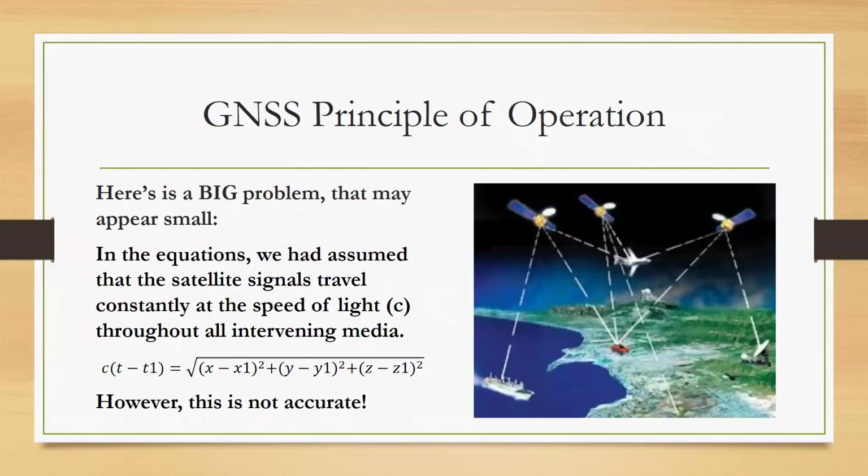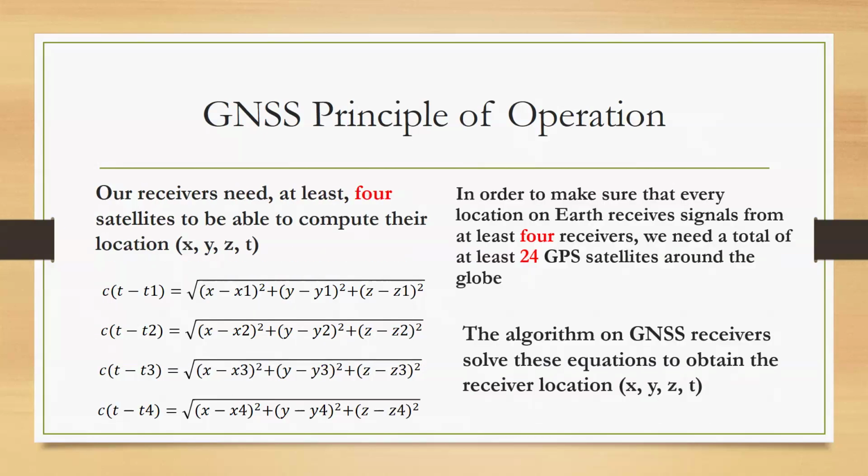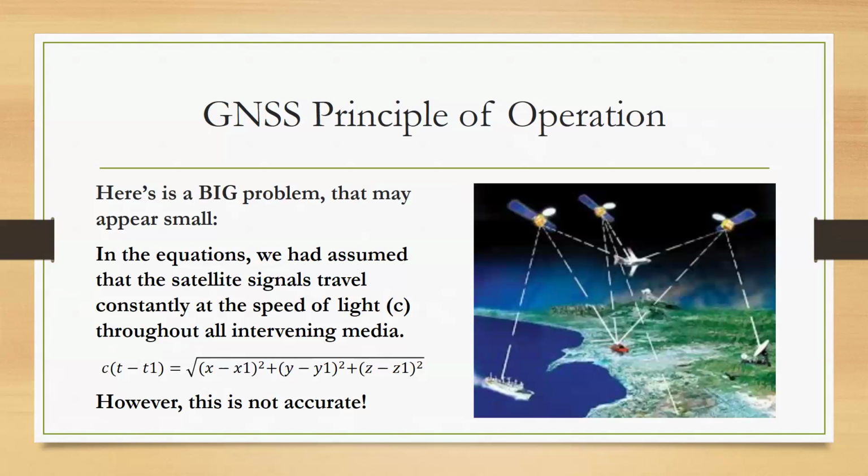And yeah, so that is it for the principle of operation. Here is a big problem that may appear small, and that is where we are going next. In those equations, we assumed that the speed of light is constant throughout the intervening medium. But this is not true practically. In a practical sense, this is not accurate.